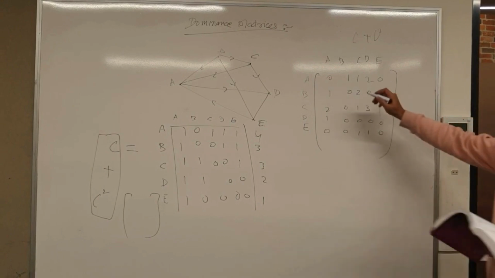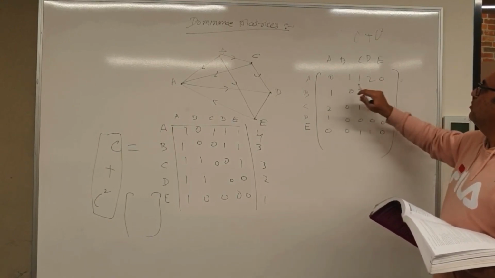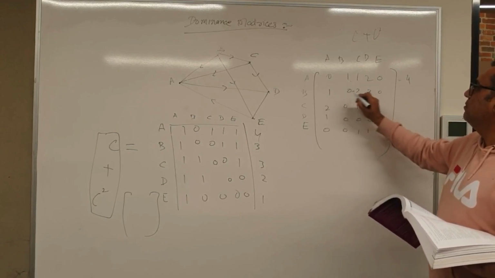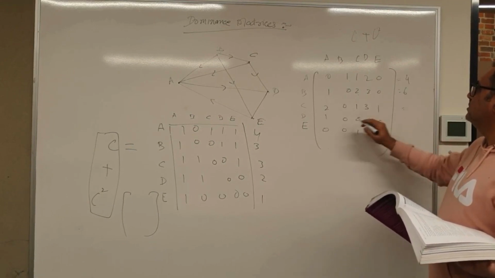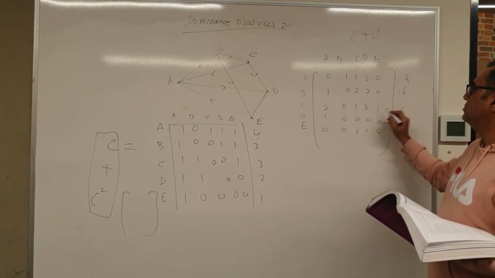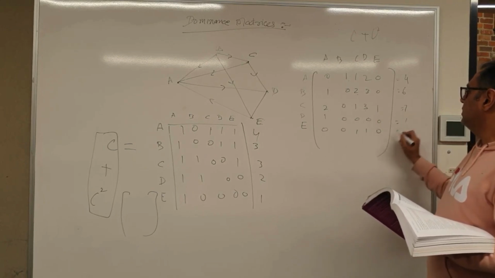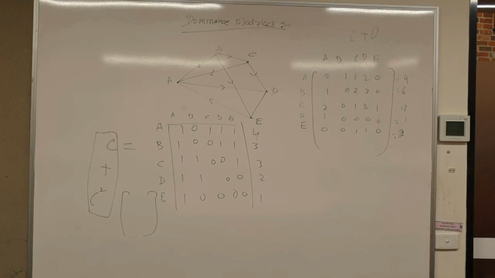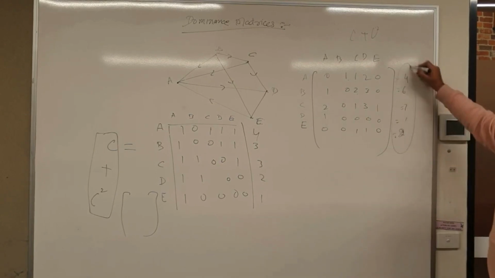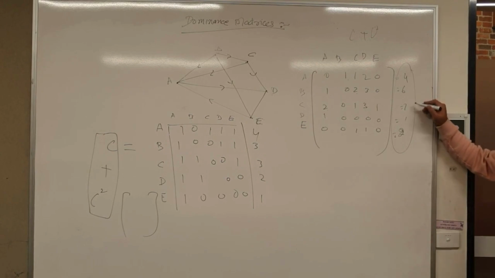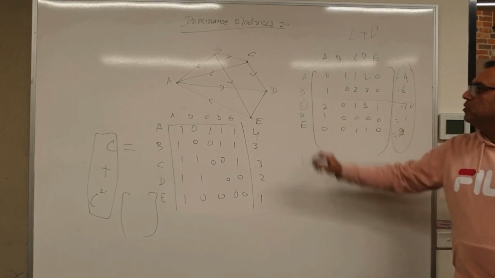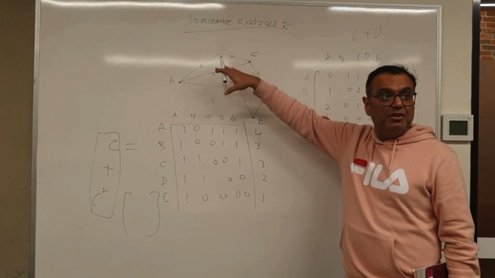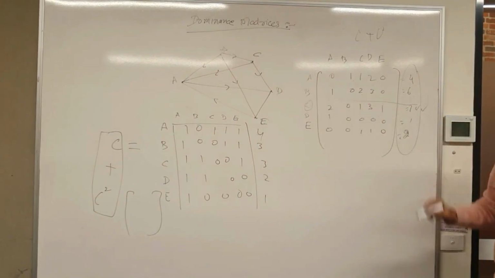Finally, you add the rows. This is what? 1 plus 1 plus 2 is 4. This is 3 plus 2, 5 plus 1 is 6. This is how much? 2 plus 3, 5 plus 1, 6 plus 1, 7. This is 1 and this is 2. So which of these numbers is the greatest number? 7. 7 corresponds to player number C. So that means in this scenario, C was the most dominant player.